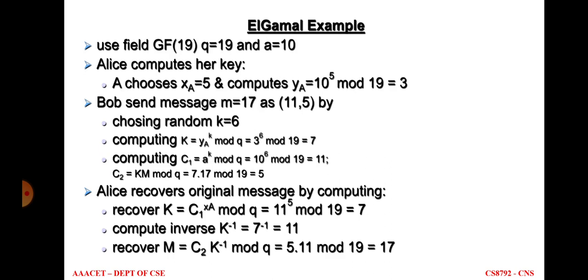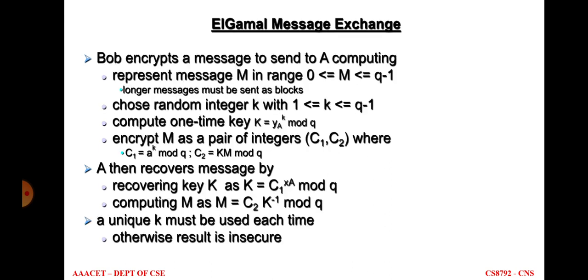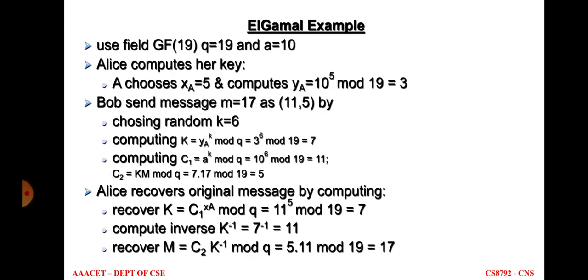After that Alice recovers the original message by computing K value and computing M value, the original message value. So K is equal to C1 power XA mod Q. C1 is 11 and XA value is 5. So 11 power 5 mod 19. The value of K is 7. So you can clearly see that Bob computed the key value, which is 7, and Alice recovers the key value, which is also 7.